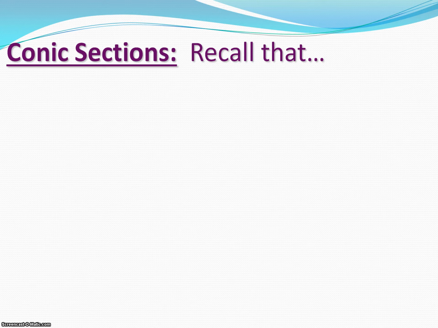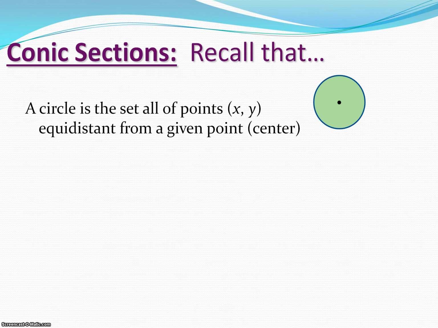So there are many conic sections, and we've looked at a couple of them already. So let's review the conic sections that we have looked at. The first one is a circle. So recall that a circle is the set of all points x and y such that each point is equidistant from a given center. So here's the given point, that's the center. Every point is a distance r from the center. We call that the radius.